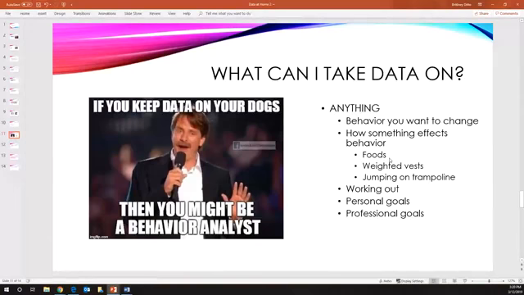You could take data on personal goals, things that you want to see yourself do or complete. Currently, I'm working on professional goals that I'm taking data on. I'm taking data on ABA literature that I'm reading, and also on the videos that I'm uploading to you guys as professional goals. So don't let anything hold you back from taking data on it. As you see here, a little funny thing: if you're taking data on your dog, then you might be a behavior analyst.